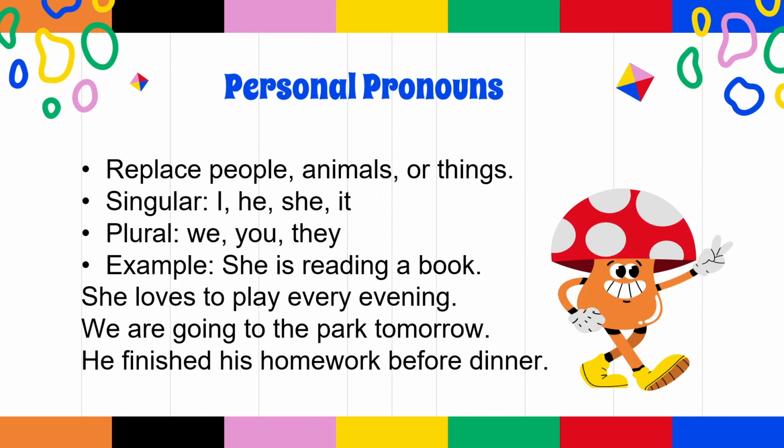So personal pronouns replace people, animals or things. So all the examples are in singular form, I, he, she, it. And in plural form, it is we, you and they. For example, she is reading a book. So here she becomes a personal pronoun. Then she loves to play every evening. Again, she will become a personal pronoun.